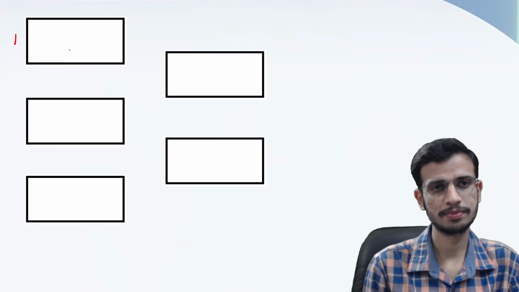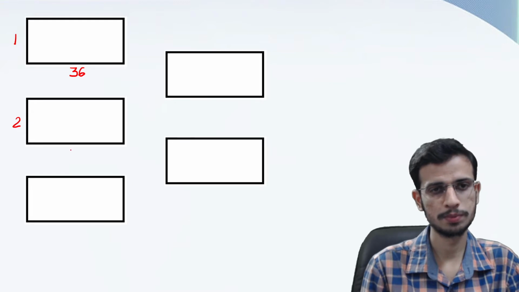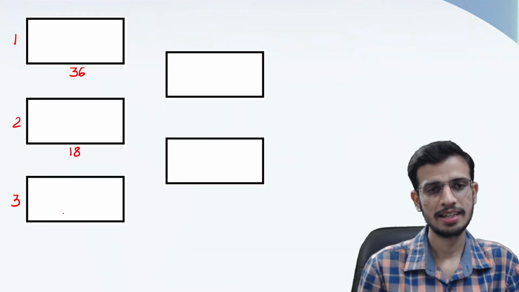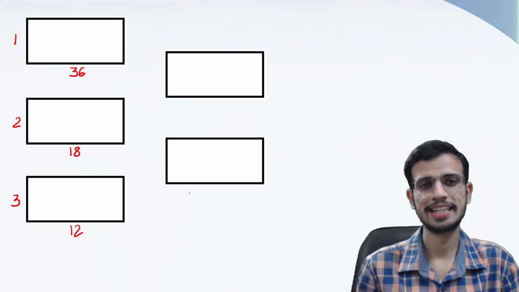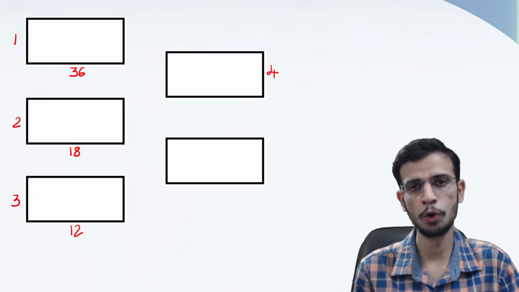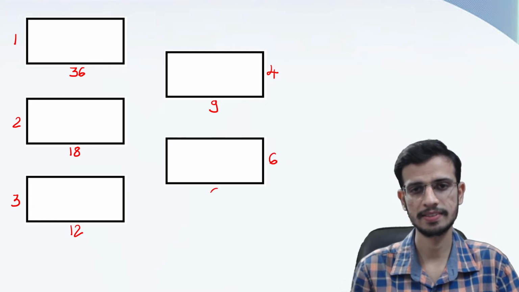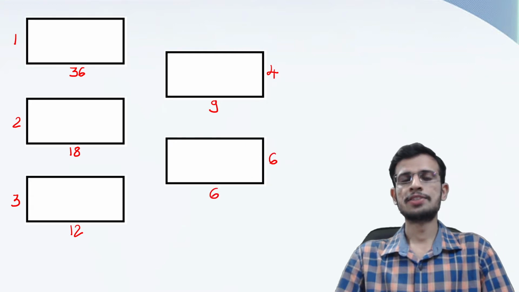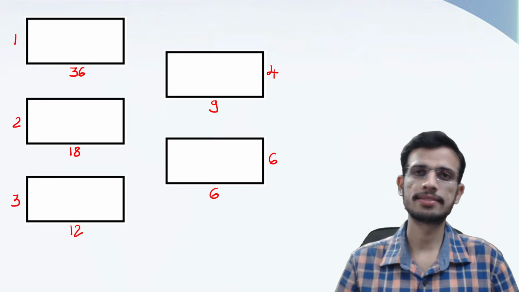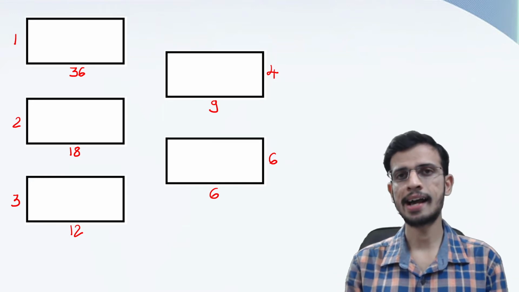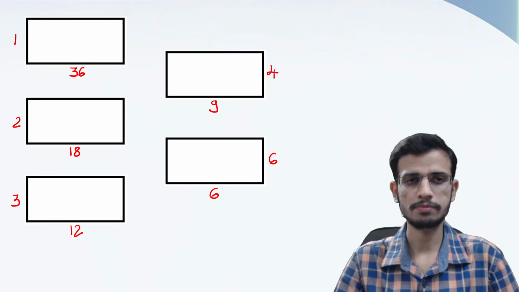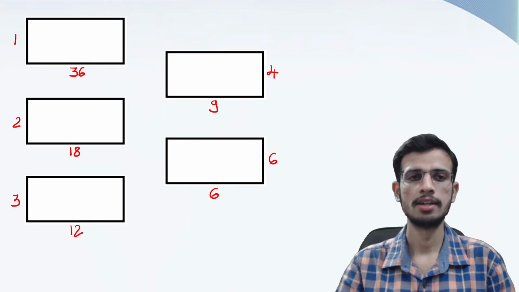1, 36, 2, 18, 3, 12, 4, 9. These all are possible set of rectangles that are having area 36 unit square, right?